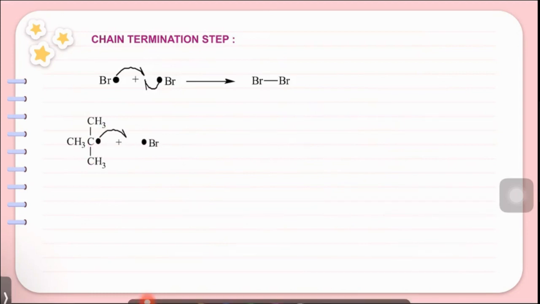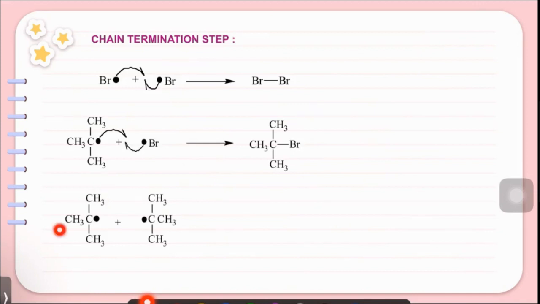Okay, and then the third step is chain termination step. So dalam termination, segala free radical kita akan combinekan each other. So the first one, kita combinekan free radical Br with another free radical Br. So it will produce Br2. And then free radical C combine with free radical Br. So it will form like this product. And the third one, free radical C combined with another free radical C. So it will produce, okay, like this.